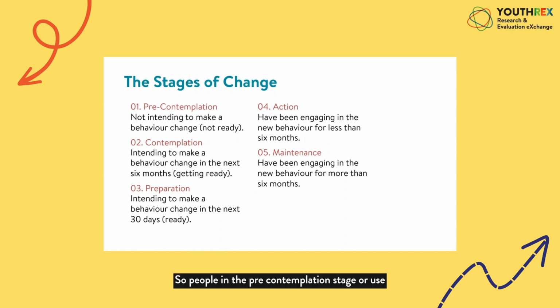So people in the pre-contemplation stage, or youth, don't intend to take action in the foreseeable future, and this is usually defined as the next 6 months. So youth in this stage are not ready to make a change. This could be because they are uninformed or underinformed about the consequences of their behavior, or it could be that they've tried several times to change unsuccessfully, so they no longer have that confidence in themselves, or they're feeling demoralized about the ability to change.